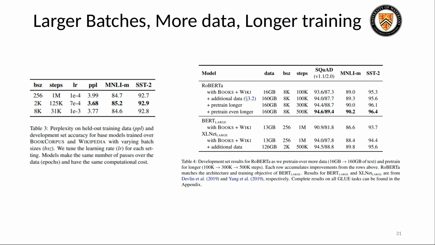They trained RoBERTa for 100,000, 300,000, and 500,000 steps. They found that longer training leads to better performance on downstream tasks. RoBERTa did not show signs of overfitting even after 500,000 steps, which suggests that longer training could be beneficial for large-scale language models.